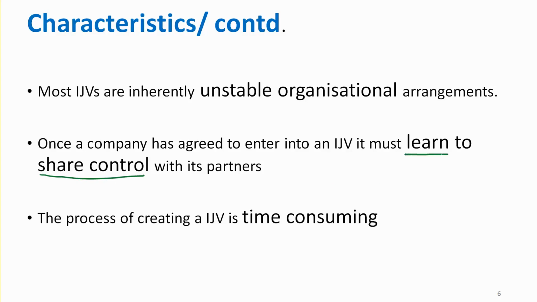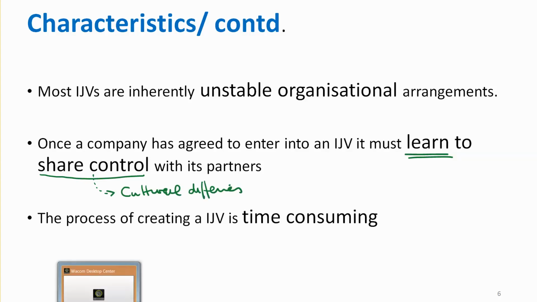But often that has to be learned, because companies are used to making decisions in a very one-dimensional way, top-down, however you want to put it. In an international joint venture, there has to be an aspect of sharing control. And as we'll see, this can be fraught with communication issues and others, which can come under the banner of culture or cultural differences.